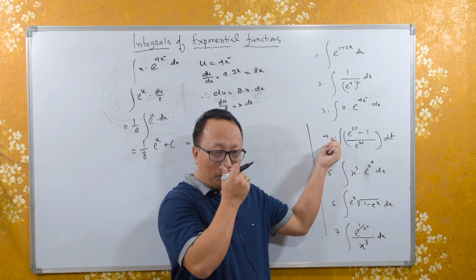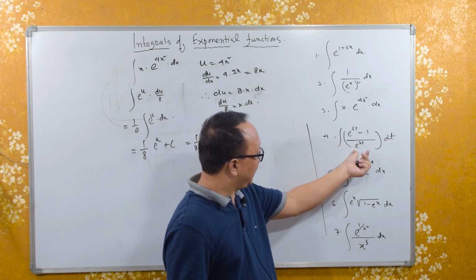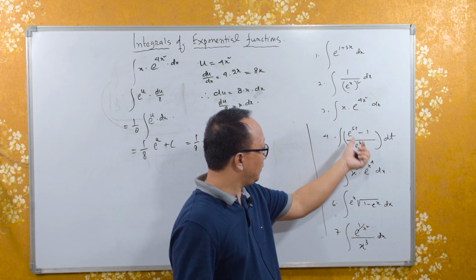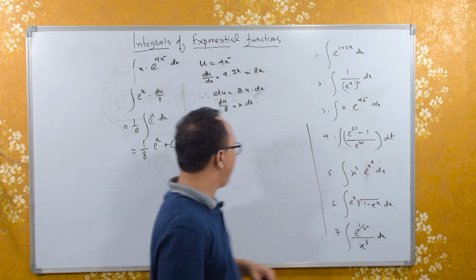Now question number 4. What we can do is separate it, divide it: this upon this minus this upon this. Okay, let's try it that way.